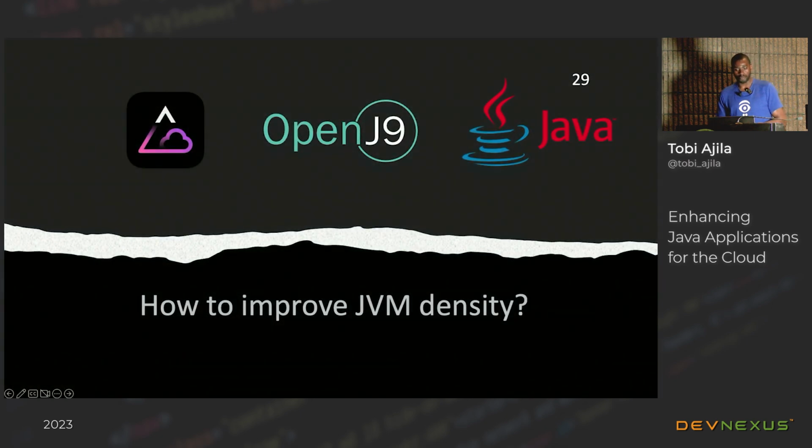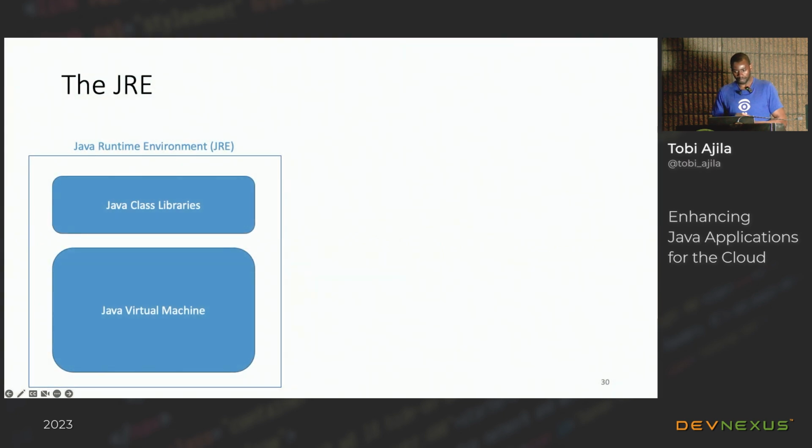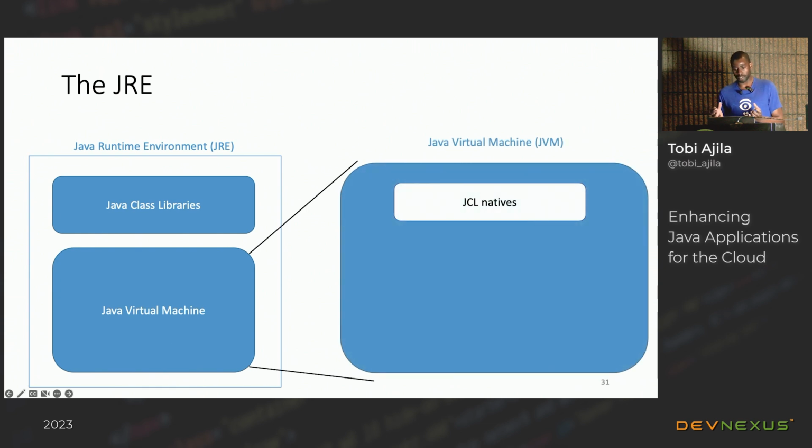Okay, so now we're going to look at ways to improve JVM density. Before we get into that, we're going to review some basic JVM components. That's the JRE, the Java Runtime Environment. Basically everything you need to run your code includes the JVM and the JCL. The JCL offers basic functionality like all the packages and classes that you're familiar with. And then the JVM is essentially the computing machine that runs the bytecodes.